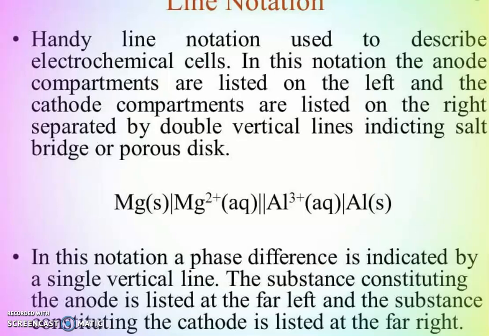So line notation. A handy line notation is used to describe an electrochemical cell. In this notation, the anode compartment is listed on the left and the cathode compartment is listed on the right.